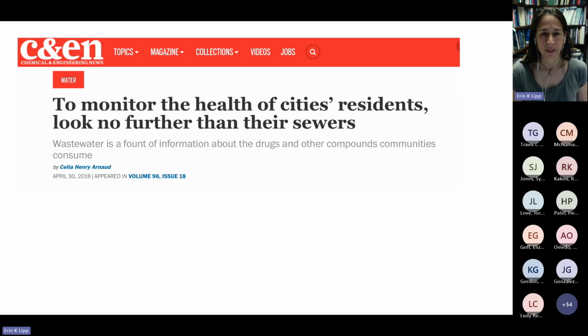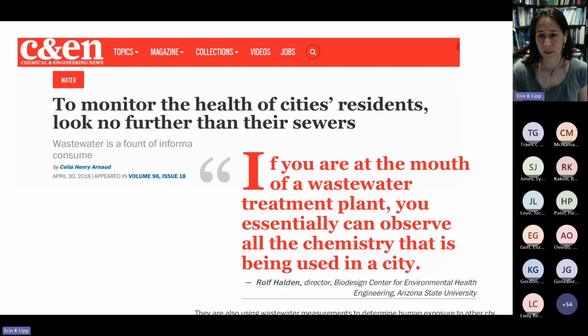And the idea here was to look at drugs and other compounds that communities were consuming. And there has been a lot of effort to use this in the opioid epidemic. This group with Rolf Halden at Arizona State University really started pushing ahead on this idea. If you're at the mouth of a wastewater treatment plant, you can essentially observe all the chemistry that's being used in the city. Of course, it's more than just the chemistry, but that's been where a lot of the attention has been paid.